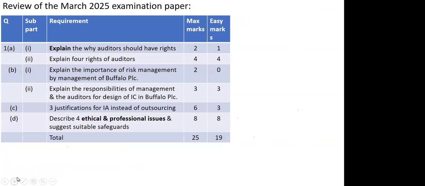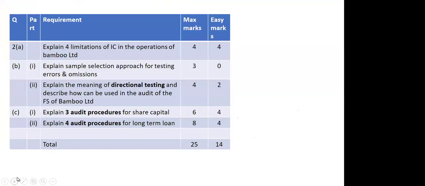But looking at this question, 19 of the 25 marks were easy marks. A well-prepared student should have scored 19, at least as a bare minimum 15. If you go to the next question, again, it's the same. You can see on part B1, I've put easy marks 0. Let's assume there are no easy marks. But the question was simple. Explain again, selection approach and so on. But again, you can see there that 14 marks are easy marks.